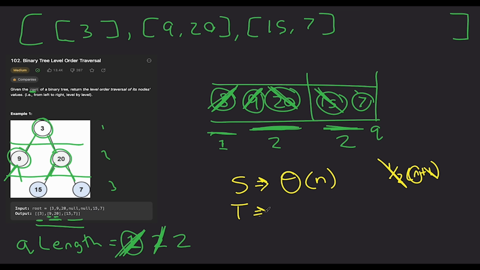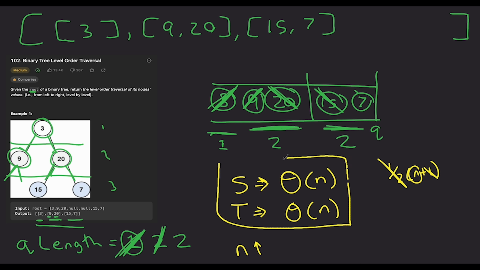For time complexity, we have a time complexity of O of n as well. And the reason for that is because we iterate or traverse every node in the tree. So as n grows in size, our time complexity, or the amount of time it takes to solve our algorithm, grows linearly with n. And there we go. So this is our time complexity, and this is how we conceptually solve this problem.